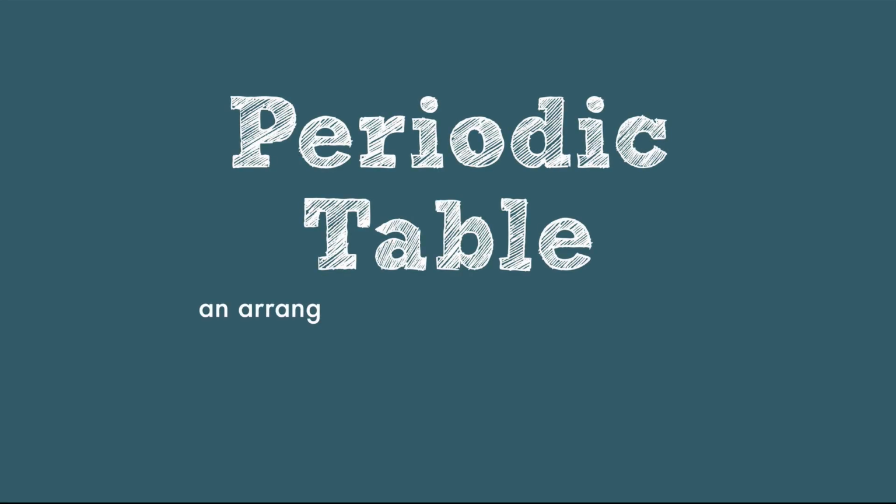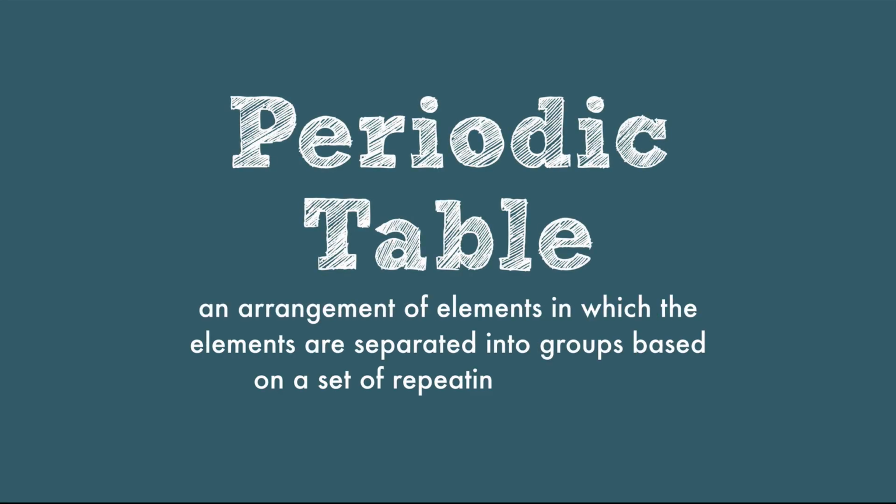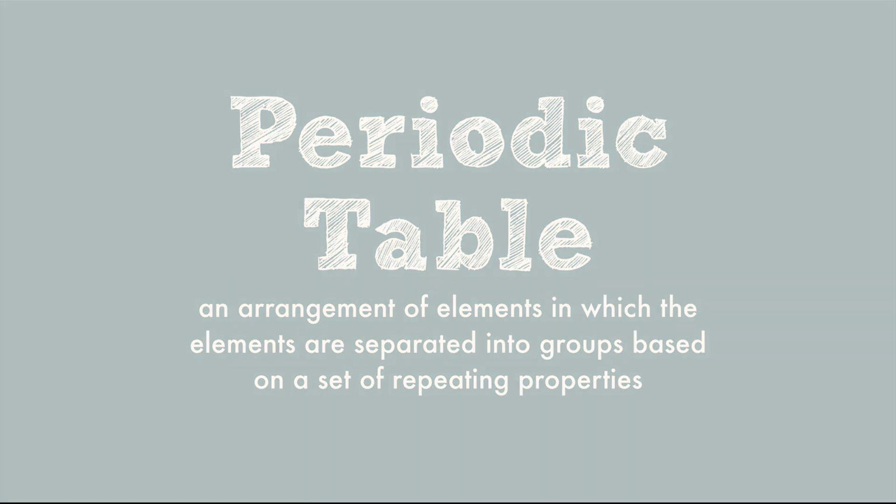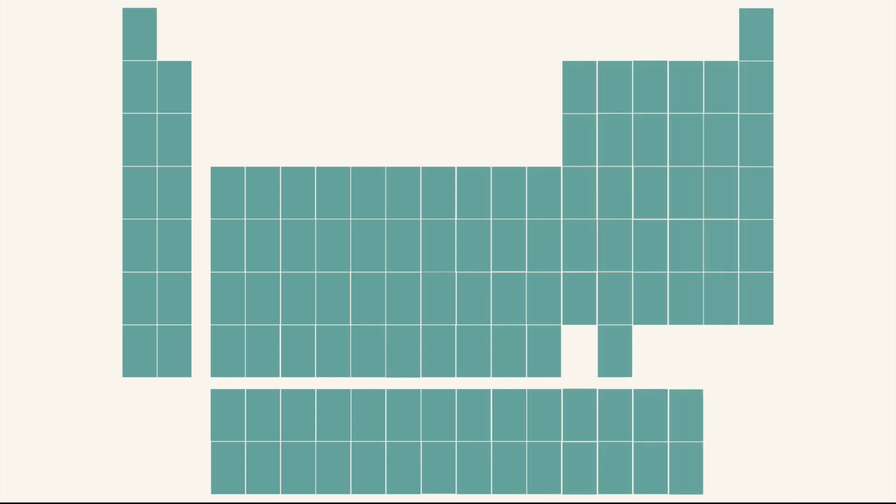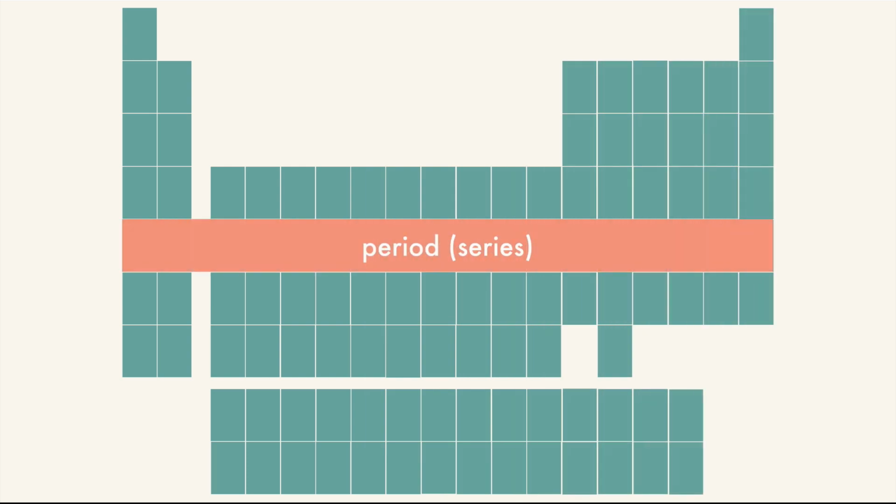To systematically organize all the known elements, scientists use the periodic table. It's an arrangement of elements in which the elements are separated into groups based on a set of repeating properties. A periodic table allows you to easily compare the properties of one element or group of elements to another element or group of elements. The periodic table is organized into rows, which are called periods or series, and columns that are called groups or families.